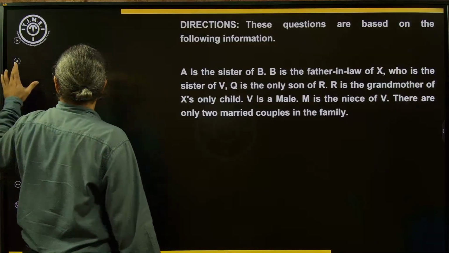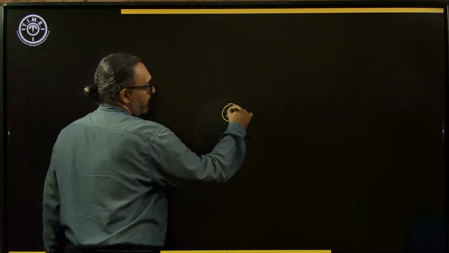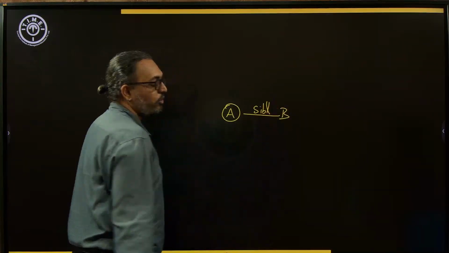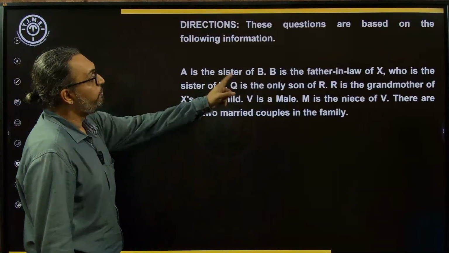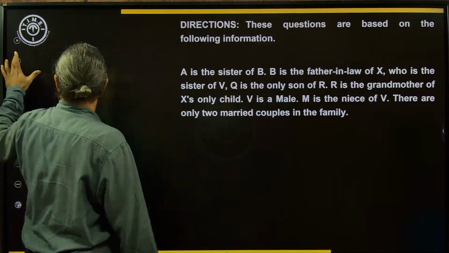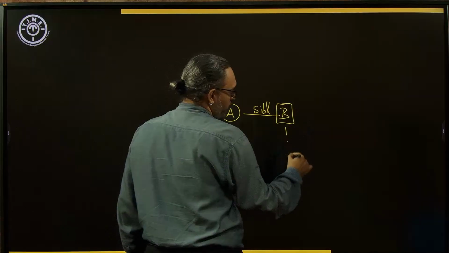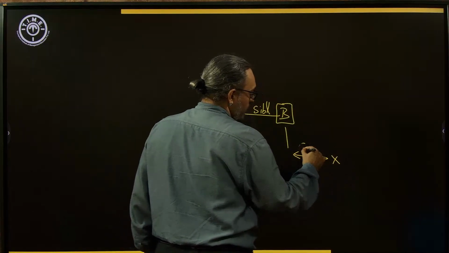Okay, so let's take this. It says A is a sister to B. So A is a female, sister to B. I'm putting a circle around the alphabet to denote a female, and a square around it to denote a male. A is a sister to B. Now B is the father-in-law to X. So B is a father-in-law, male, to X. That means B has a child and that child is married to X.